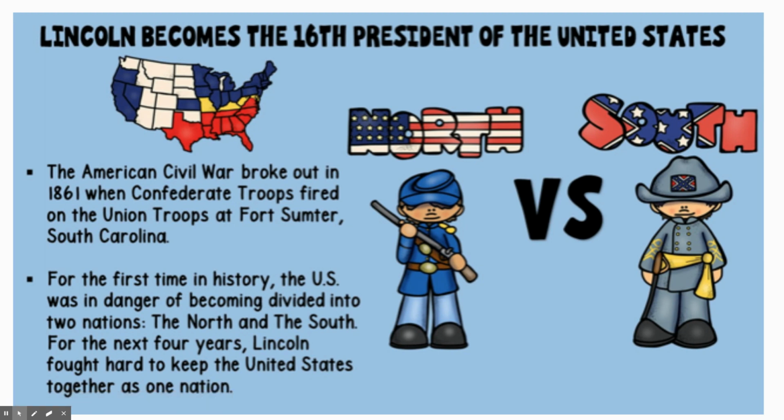The American Civil War broke out in 1861 when the Confederate troops fired on the Union troops at Fort Sumter in South Carolina. For the first time in history, the U.S. was in danger of becoming divided into 2 nations, the North and the South. For the next 4 years, Lincoln fought hard to keep the United States together as one nation.